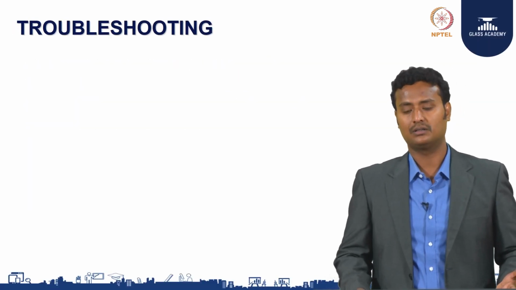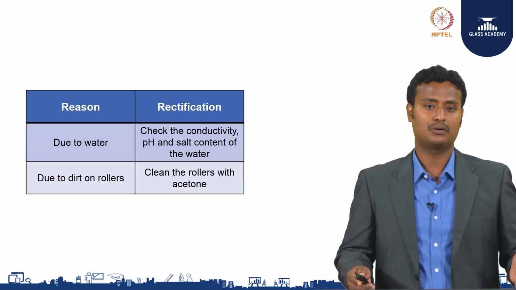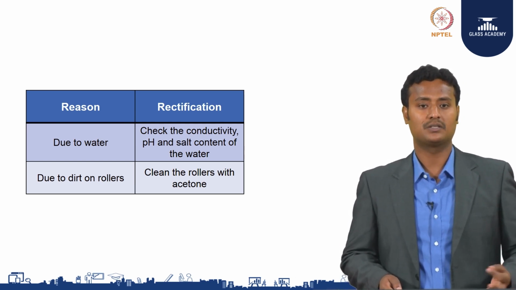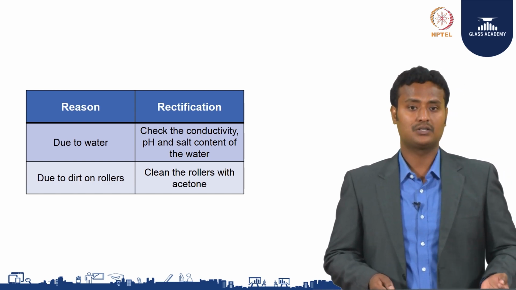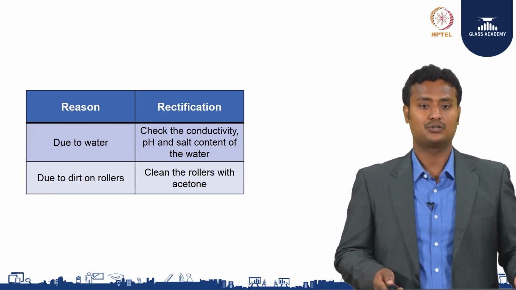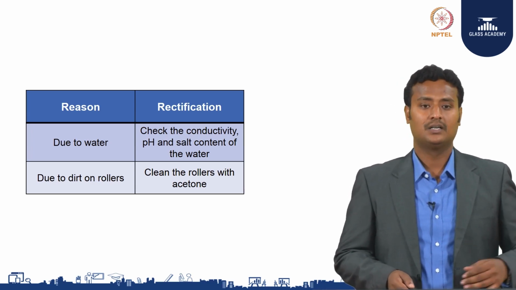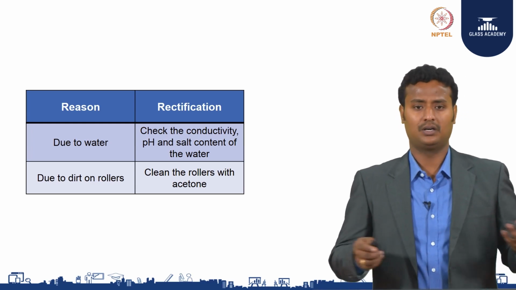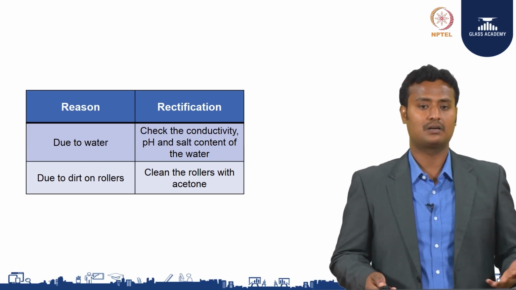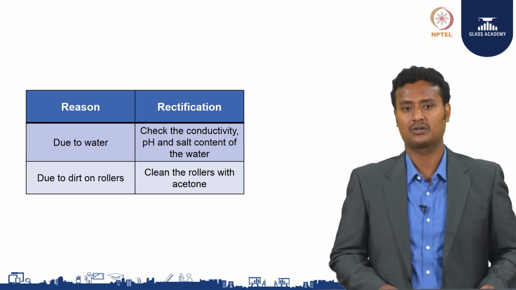Let us move on to troubleshooting. Having said that, we have discussed that pre-processing is most important. So, check the water quality, check the conductivity, which should be 0 to 10 microsiemens, and pH should be 6 to 8. The salt content of the water should be low. It should not be acidic or alkaline, it should be neutral. That is why we have been discussing that pH should be in the range of 6 to 8. And due to dirt, your machine has to be maintained properly. In case you find any substance or stains on your rollers, try to use acetone, so you can eliminate those stain marks on the glass.